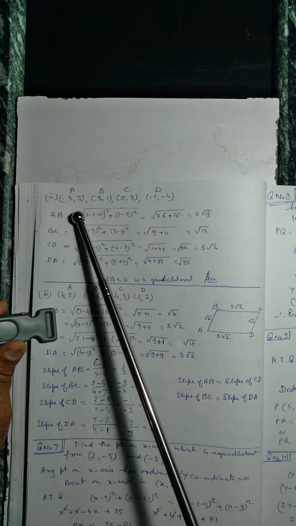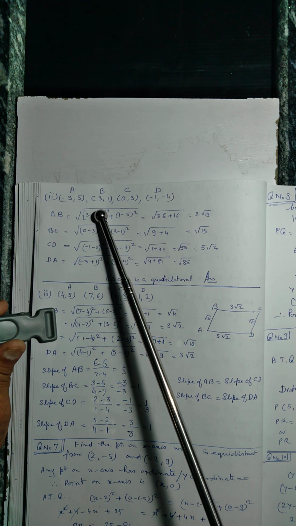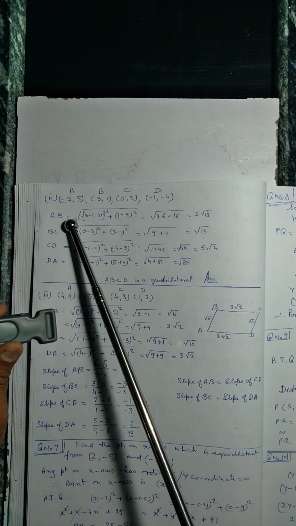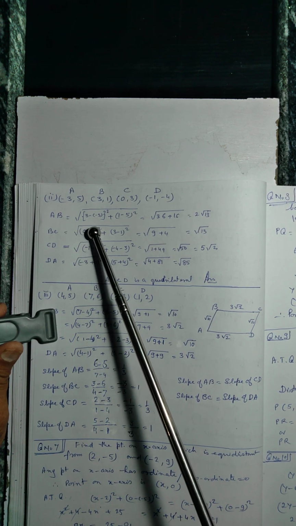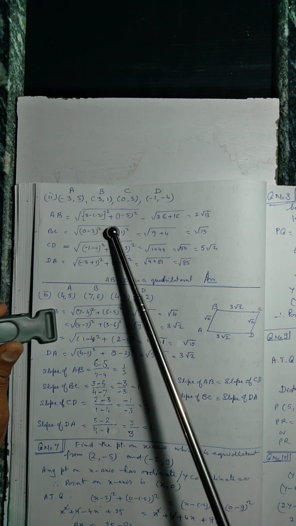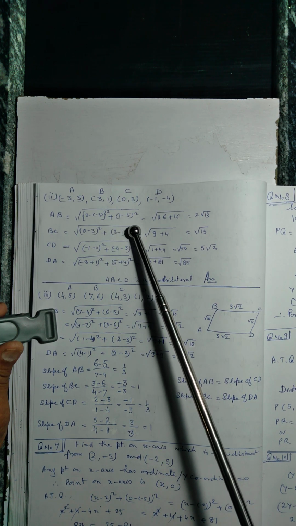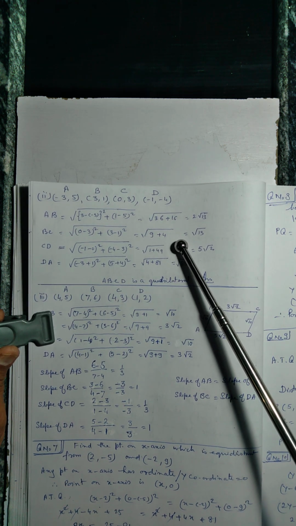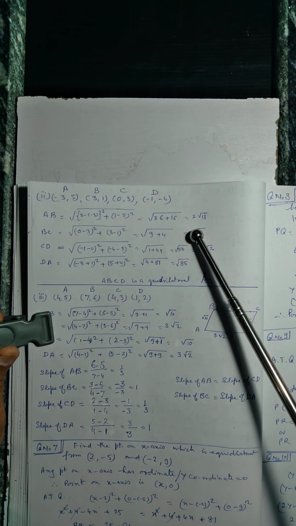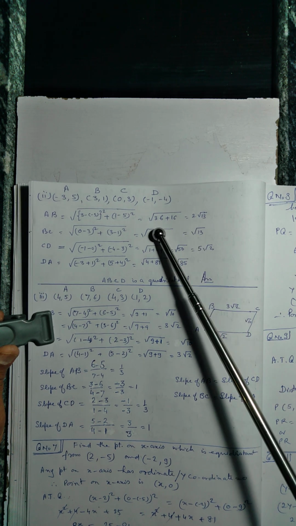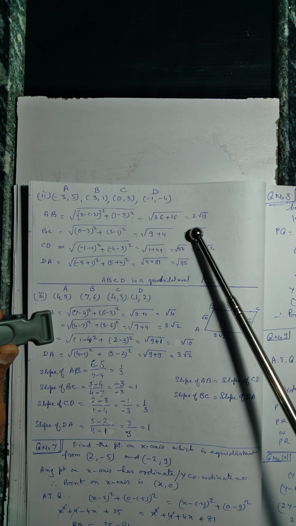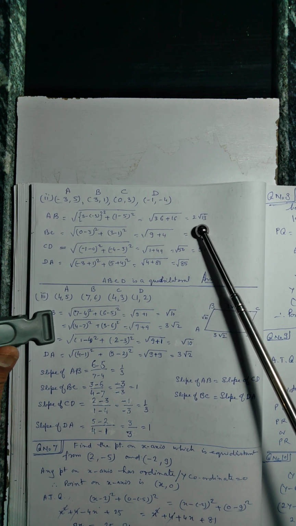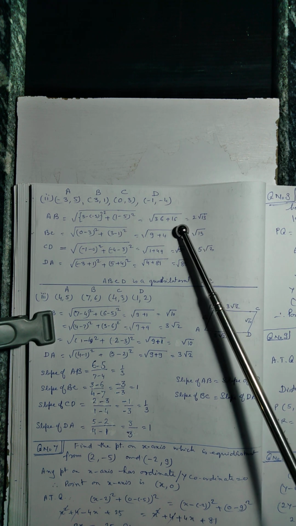You see, AB is equal to the square root of (3 minus 3) whole square plus (1 minus 5) whole square, that will be equal to 36 plus 16, and after adding it we will get 52. So taking the root of 52, that will be equal to 2 root 13.